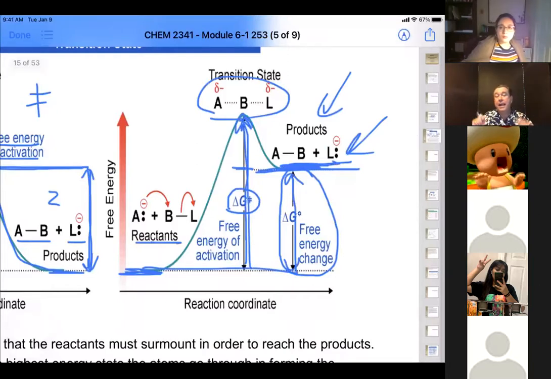Questions on energy diagrams? Okay, so we can talk about thermodynamics. How we're going to use it in this class is all about this reaction diagram, okay?